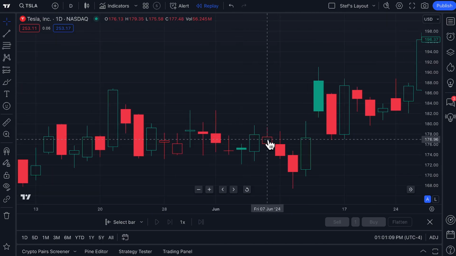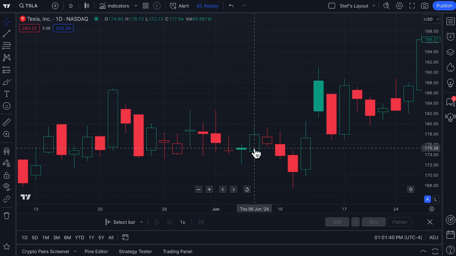Compare that to this red hollow candle here. It opened at $176, so you can see that, but it closed at $177. So this is rather interesting, because technically it had a green day. It was actually up on the day. It opened down here at 176 and it closed up here at 177. But it's a hollow red candle because it's still below yesterday.